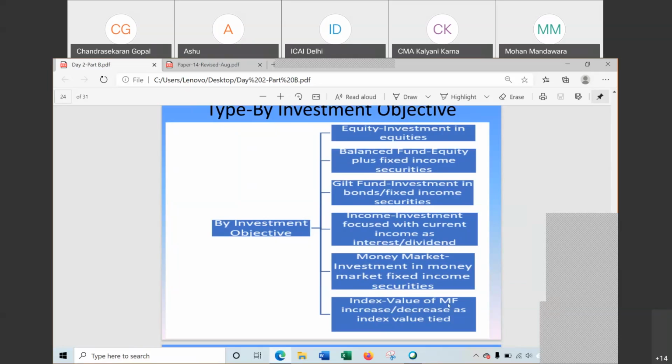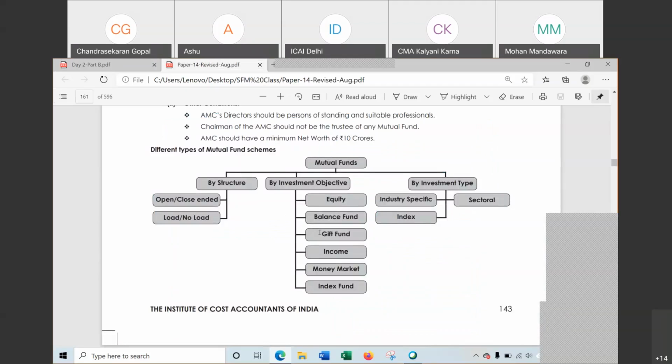Index mutual fund, that is the value of the mutual fund unit will increase or decrease with the help of index, BSE or NSE, whichever it is that the mutual fund unit is tied to. The value of the unit will be decided with the help of index value. In general, we decide with the help of NAV. But this index value of the mutual fund will increase or decrease, and the valuation will be done with the help of index. So second investment type is this.